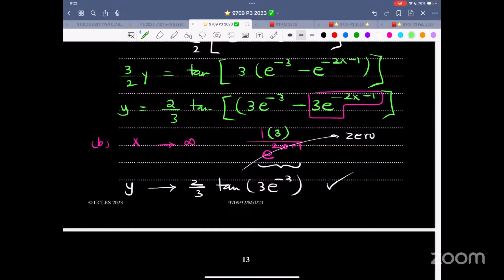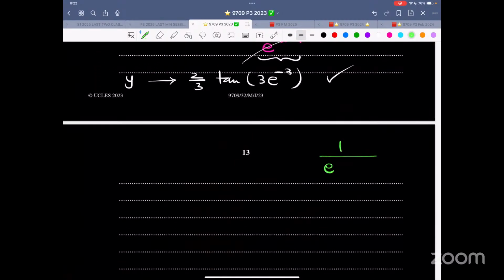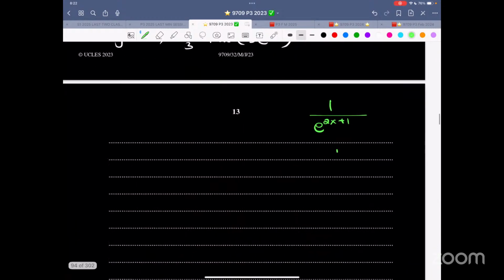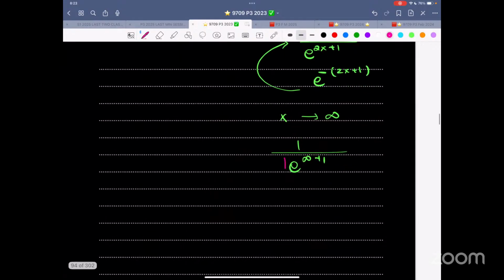And e raised to power of minus 2x minus 1, that is e raised to power of 2x plus 1. So this is 1 over e raised to power of 2x plus 1. That is 1 over e raised to power of negative of 2x plus 1. So basically, I wrote it like this. If x goes to infinity, so 1 over e raised to power of infinity plus 1, this becomes very, very, very large. So 1 divided by very, very, very large is very, very, very small. So small that it becomes 0.